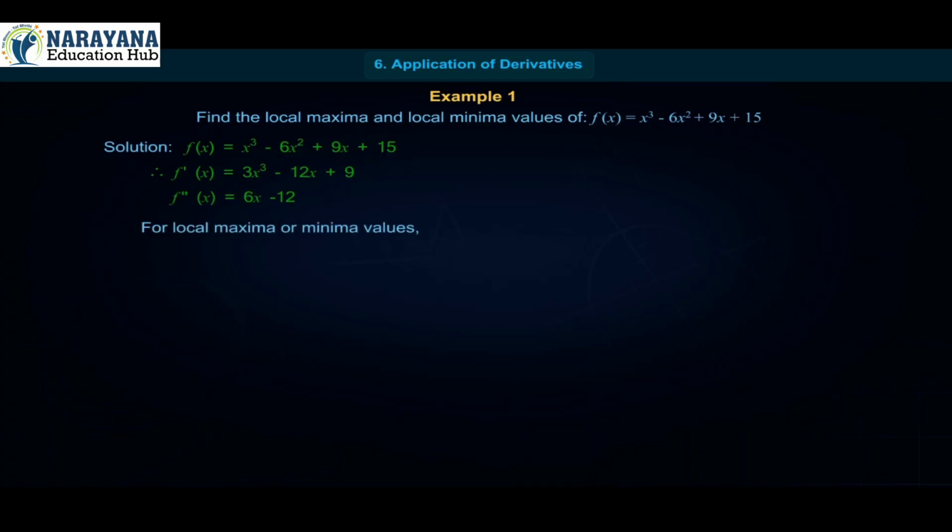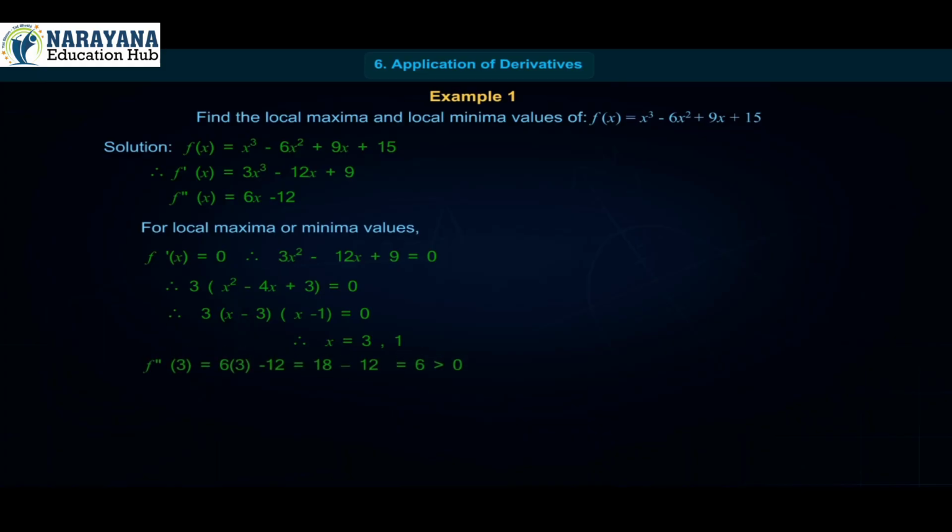For local maxima or minima values, f'(x) is equal to 0. Therefore, 3x² minus 12x plus 9 is equal to 0. Therefore, 3 into (x² minus 4x plus 3) is equal to 0. Therefore, 3 into (x minus 3) into (x minus 1) is equal to 0. Therefore, x is equal to 3, 1.